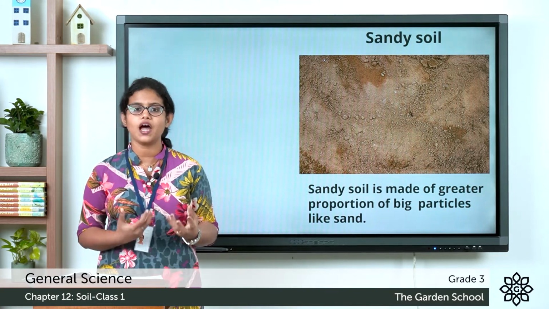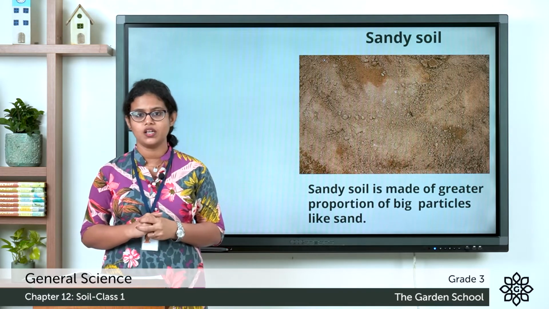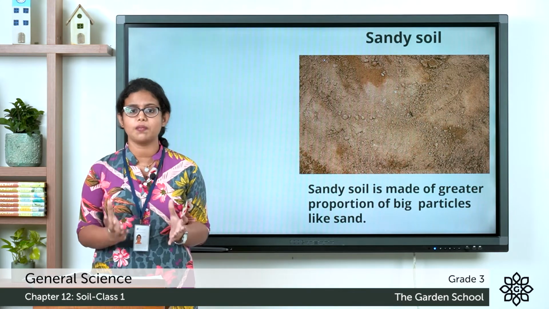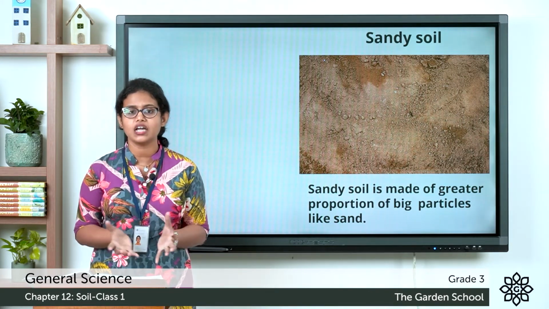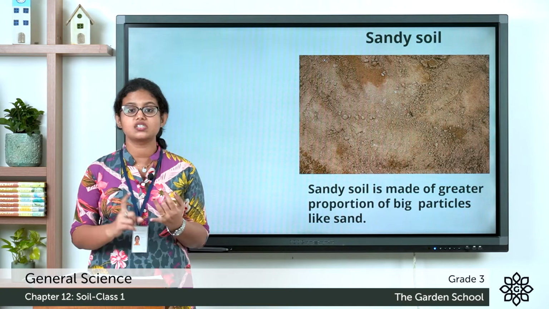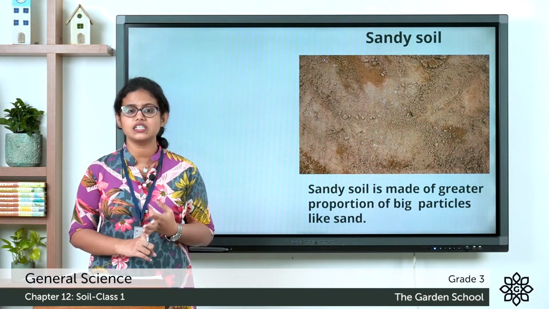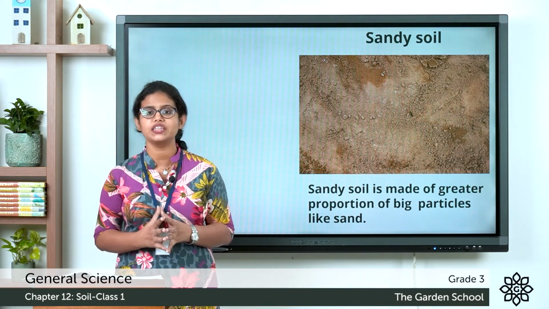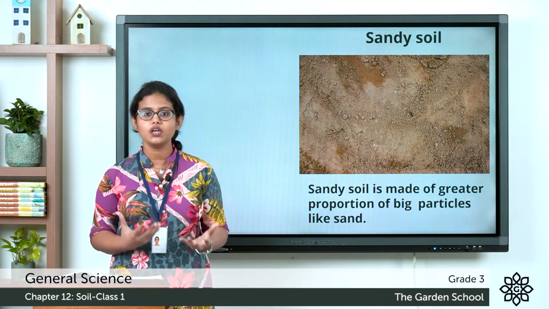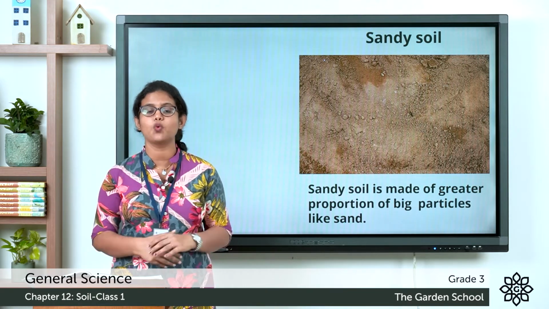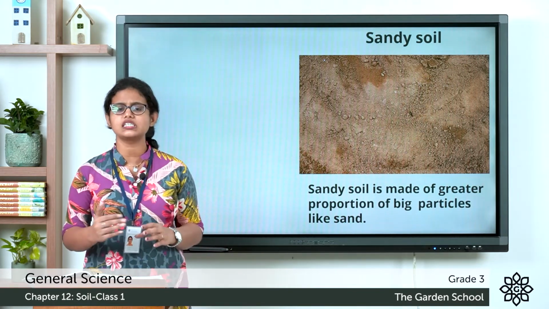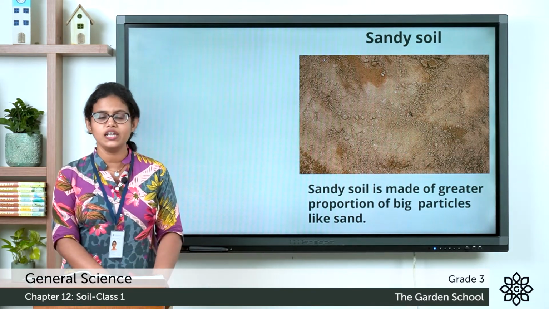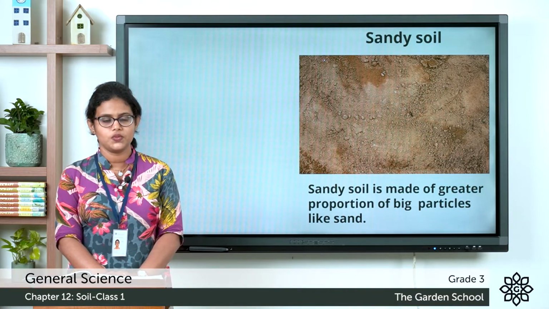And what about the plants that grow in this type of soil? Very few plants grow in sandy soil. So that is about sandy soil. It contains a higher amount of sand. You can see it in deserts and even places near the sea. There are large spaces between the particles, so there is high water absorption and water can be easily passed through the sand. So that is about the first type of soil, the sandy soil.